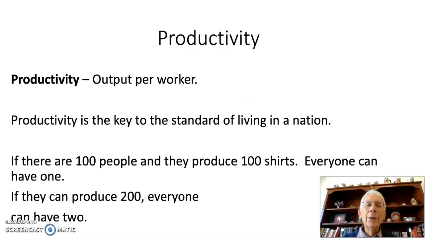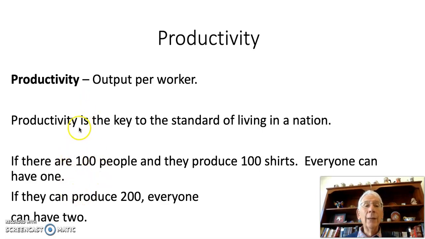So one of the key parts of this chapter is the idea of productivity. Productivity in English just means, okay, what is the output per worker? How much is each worker contributing? And the reason that's important is that this is the key to a nation's standard of living. If you can make your workers more productive, there'll be more that's produced and there's more to share.